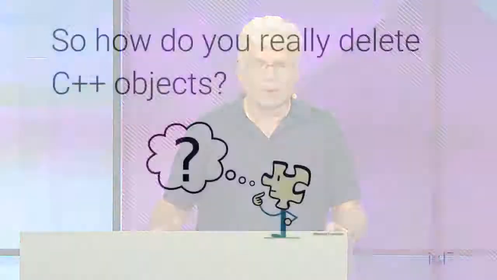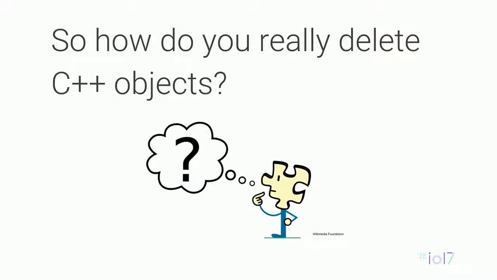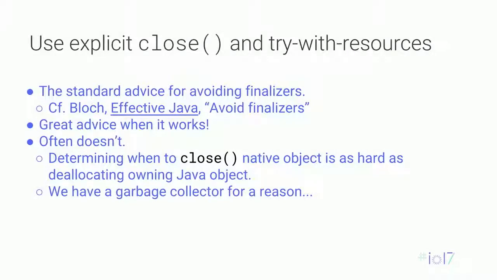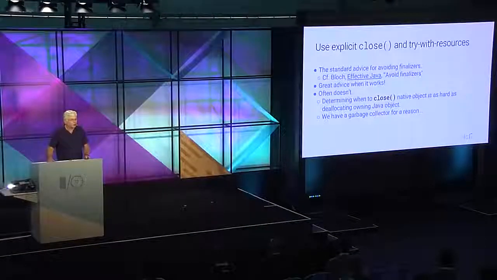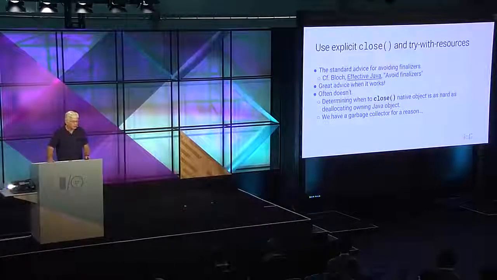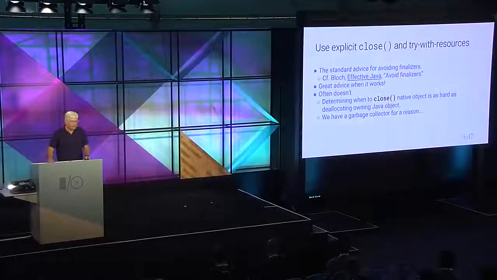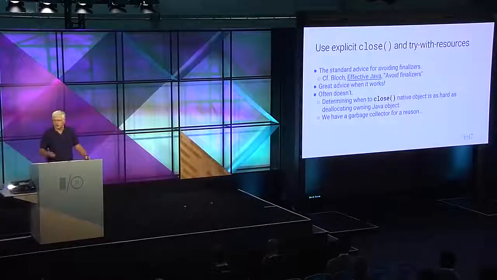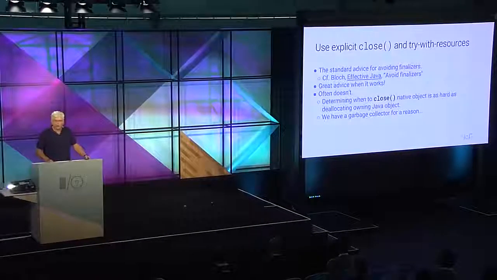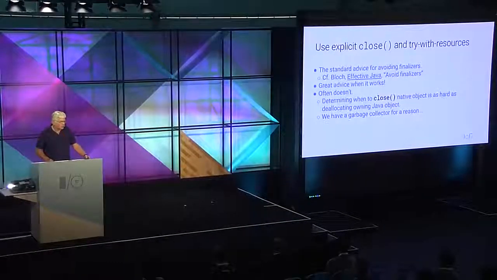So how do you really delete a C++ object? I should point out the usual advice here, which I'll skim over briefly, is to use explicit close and try with resources. Java has a syntactic facility which allows essentially C++ style destruction. When you leave a scope, you can arrange to explicitly call the close function, and that works when it's applicable. There are cases like file-like objects, system allocated objects, and so on, where that's generally the right approach. And that's the main recommendation.